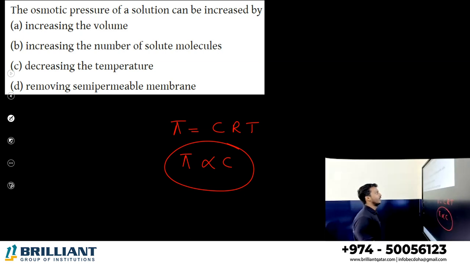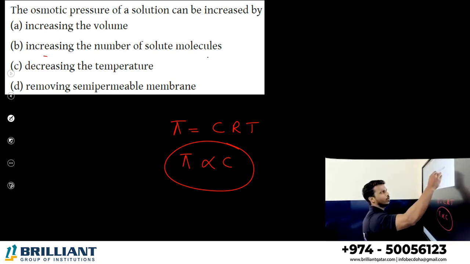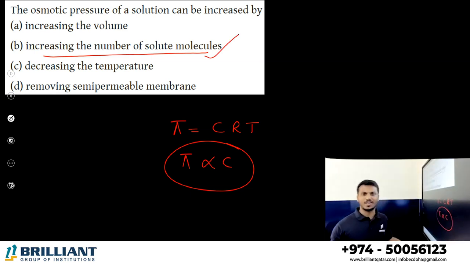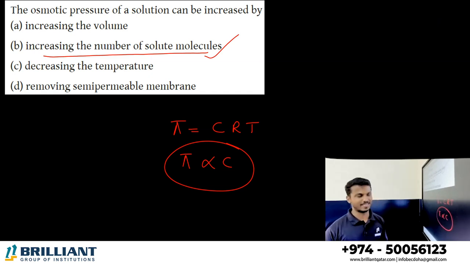So what is the answer? Osmotic pressure you can increase by increasing the number of solute particles. Osmotic pressure is a colligative property, so if the number of particles increases, the colligative property also increases. Correct. Option B is correct.